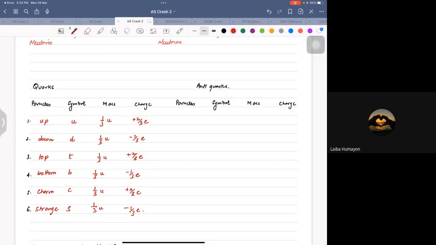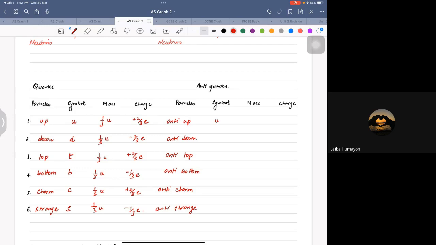Okay. Then you have anti-up, anti-down, anti-top, anti-bottom, anti-charm, and anti-strange. So these would be the antiparticles.